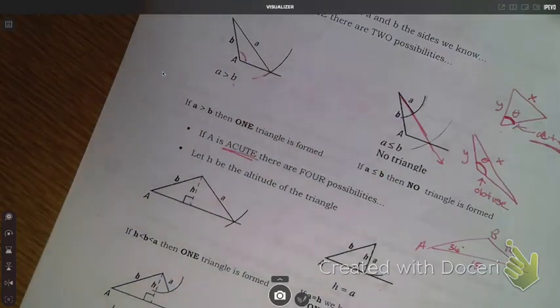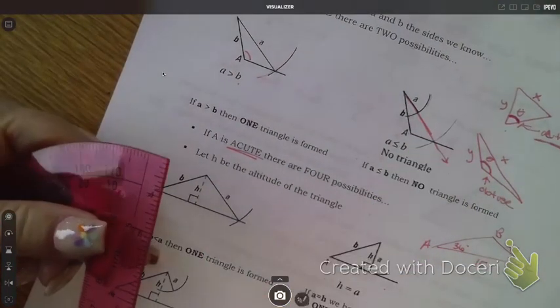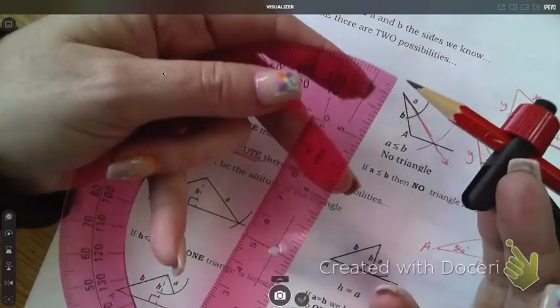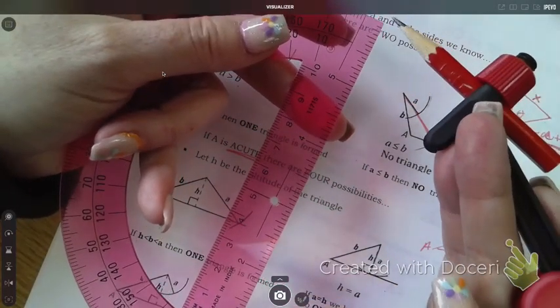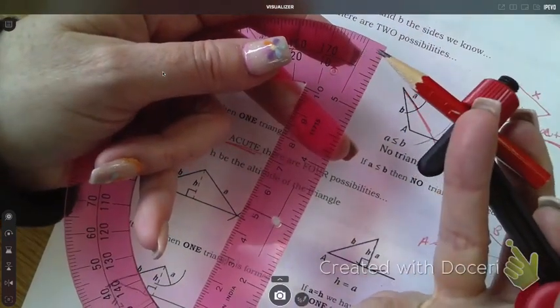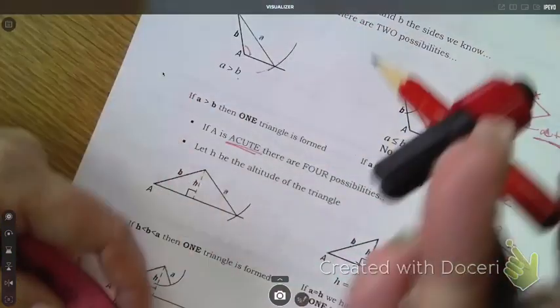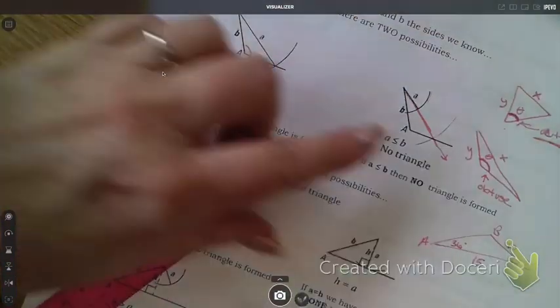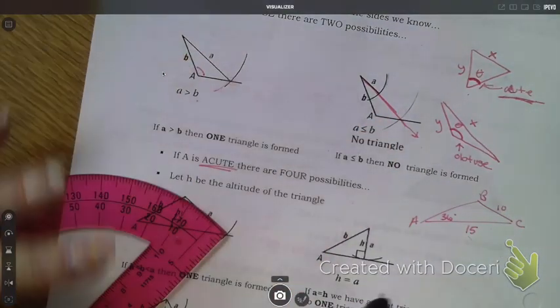Have you ever used a compass? Did you use a compass in there? In art, yeah. So like say the side length was 5 inches, so you just open it up, almost 5 inches. And then you would just draw an arc. And if it hit the bottom line, it's a triangle. If it didn't hit the bottom line, it's not a triangle.